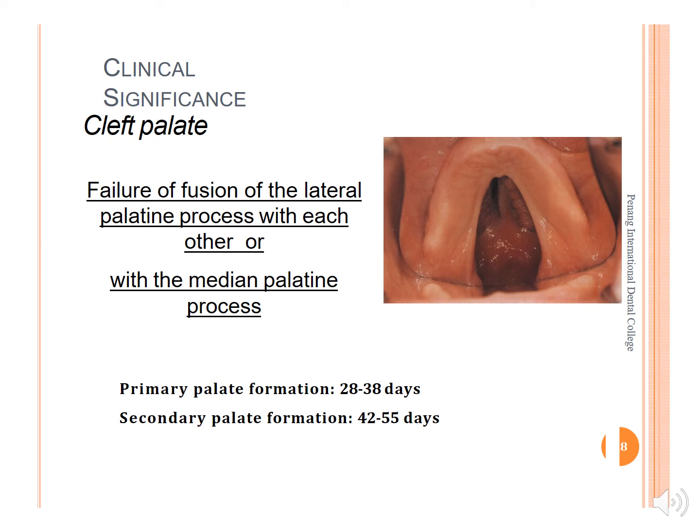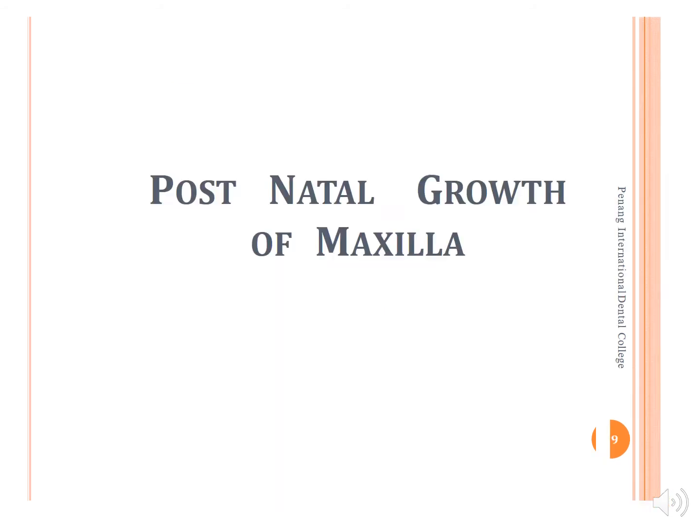So you need to know when is the timing of the primary palate formation and when is the timing of the secondary palate formation. For the primary palate formation, the timing is around 28 to 38 days. And then the secondary palate formation, the timing is from 42 to 55 days. Now we will move into the postnatal growth of the maxilla.